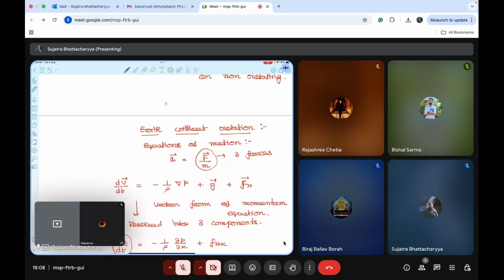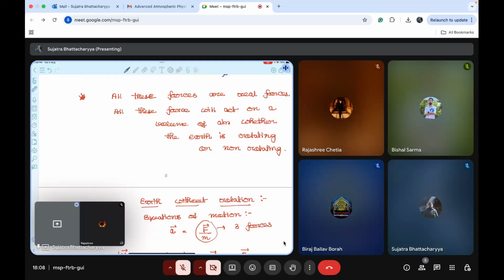This is a couple of things. So these three forces, the pressure gradient force, gravity, and your frictional force, are real forces.